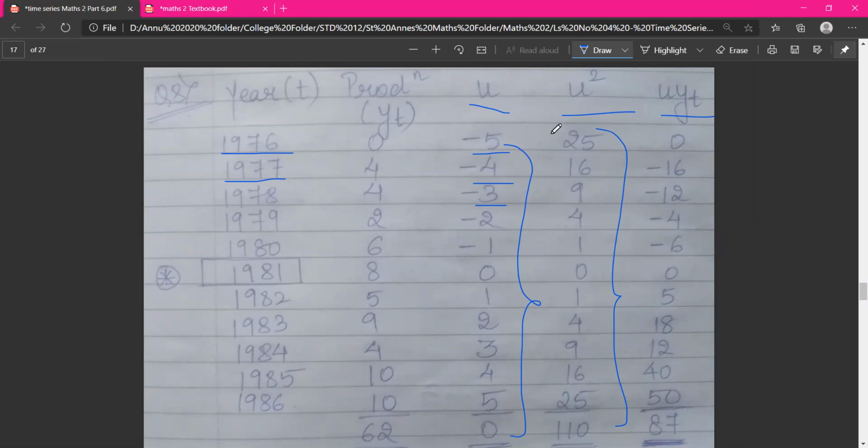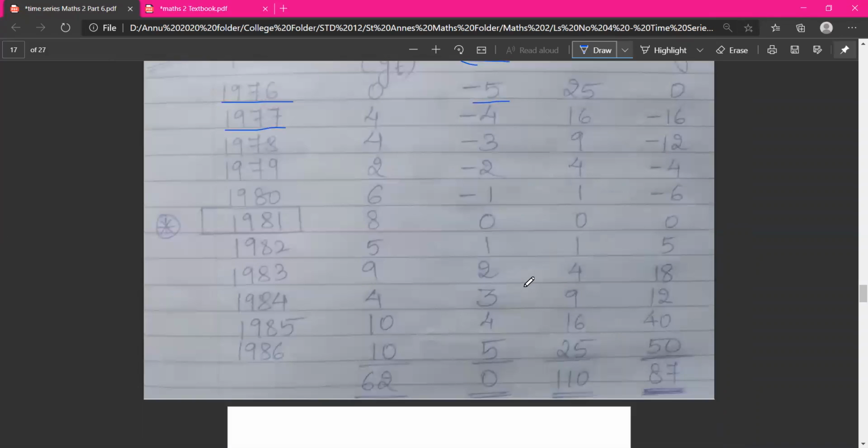Minus 5 squared is 25, minus 4 squared is 16. Like this, you will square and put all the values. The next value is U into YT, meaning you are multiplying column number 2 and column number 3. So after multiplying, these are the values. Some will be positive, some will be negative. It will be a mixture of both.